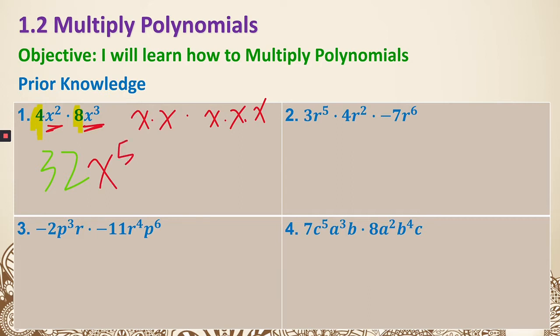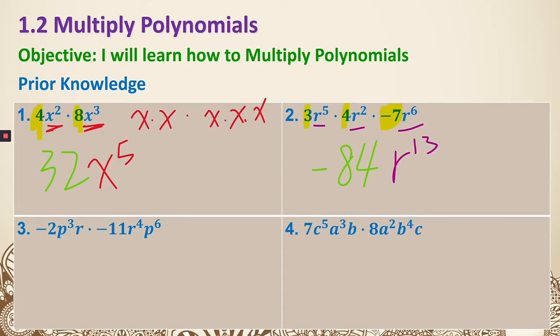Number 2, same thing. We will multiply the numbers all together, so 3, 4, and a -7. That will give us -84. Then we see all of these have r, and we add the exponents, that's r to the 5th, 5 plus 2 plus 6, that gives us r to the 13th power.